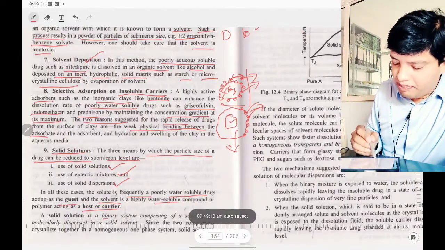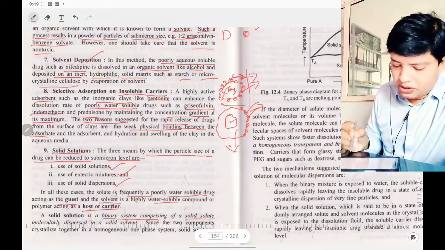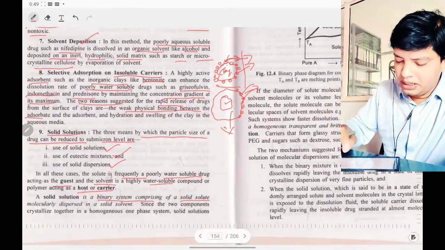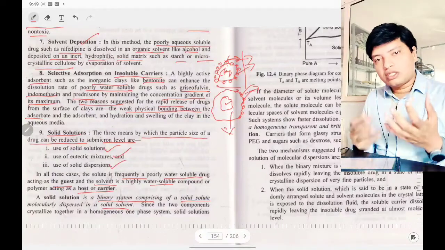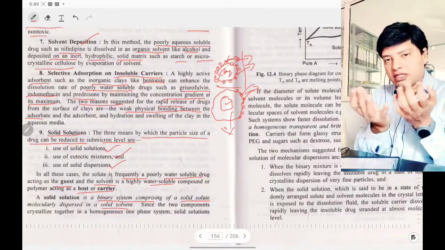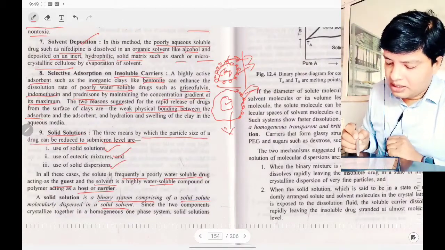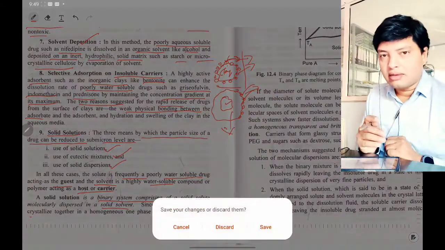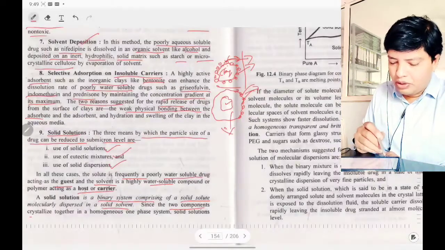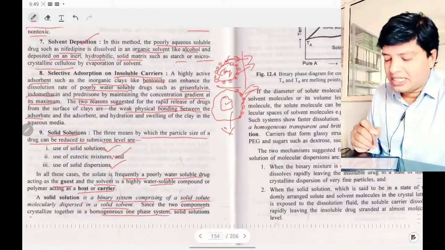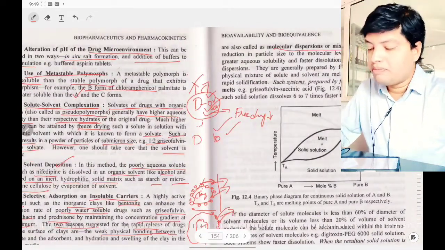So the solid solution is a binary system. It has two components, hence we call it binary, comprising a solid solute molecularly dispersed in a solid solvent. Both are solid. Your solute is solid, and the thing which is incorporating this solute is also solid. So we call it a solid solvent. Since the two components crystallize together in a homogeneous one-phase system, solid solutions are also called molecular dispersions or mixed crystals.